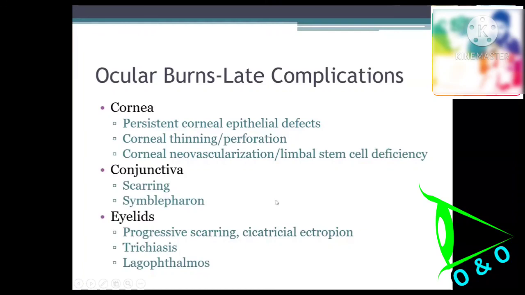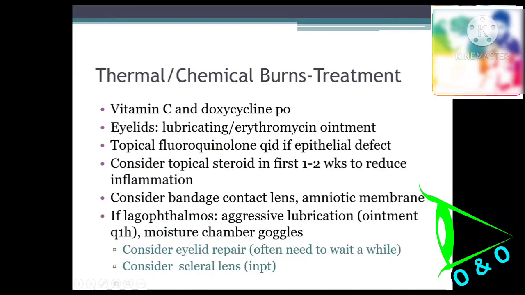Late complications on the cornea: persistent corneal epithelial defects can even lead to corneal thinning and perforation, and neovascularization and limbal stem cell deficiency are common. On the conjunctiva, there's going to be scarring or symblepharon formation. On the eyelids, there'll be progressive scarring, cicatricial ectropion, trichiasis, and lagophthalmos. So treatment: oral vitamin C and doxycycline.